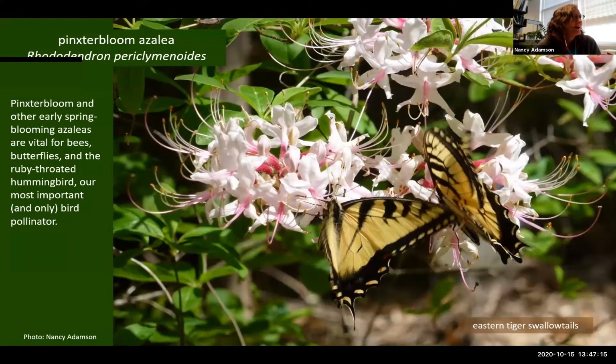So our pinkster bloom azalea is wonderful as hummingbirds are migrating north in the spring, but you can see that it's made for pollination by butterflies as well. Look where those flower parts are going to hit a butterfly. If a bee landed on those flowers, it's probably not going to be as effective in terms of pollination as a butterfly or a hummingbird.